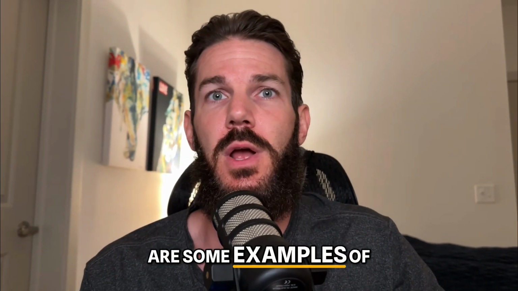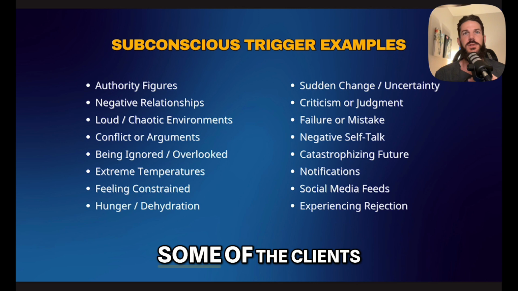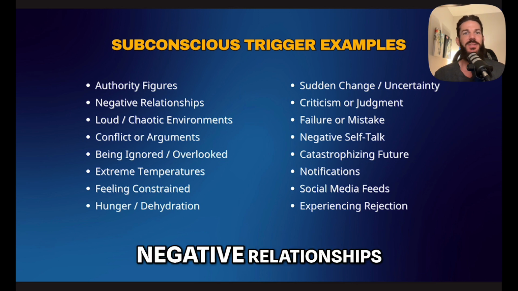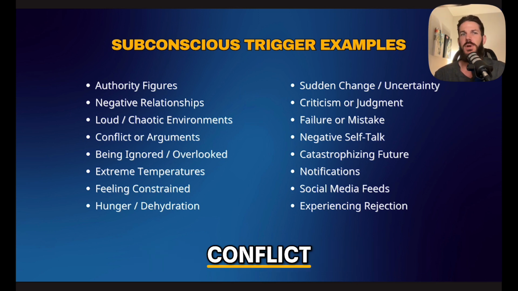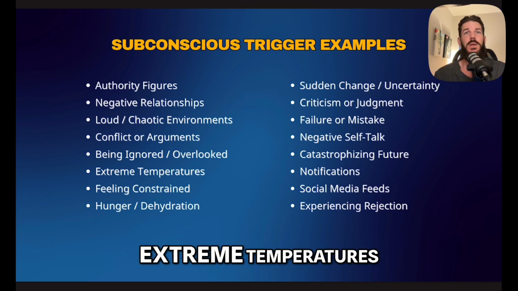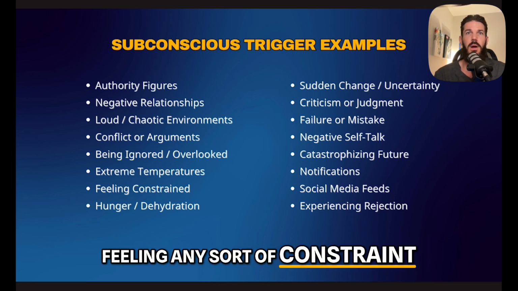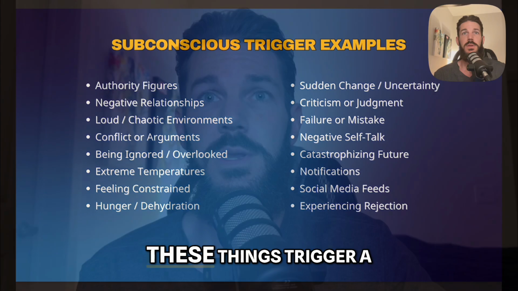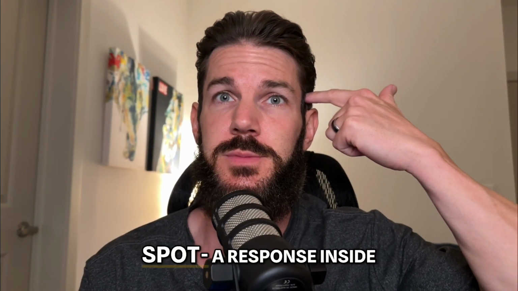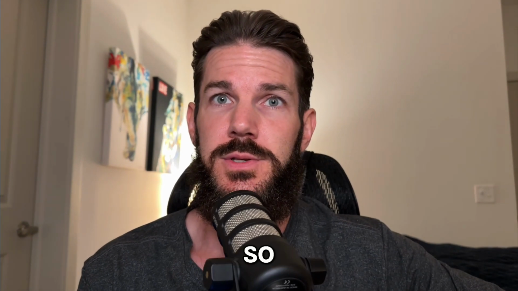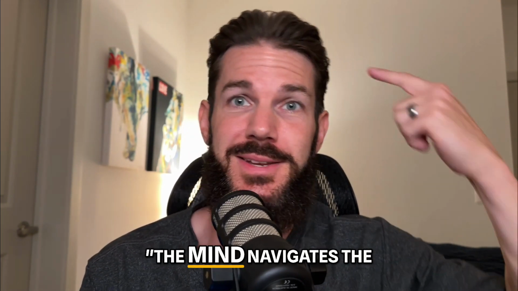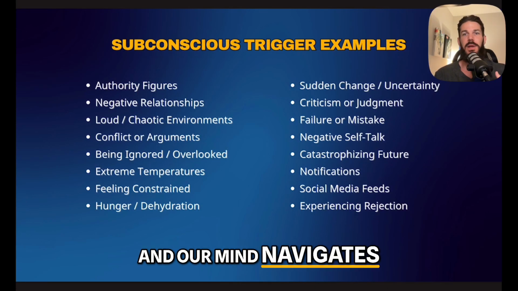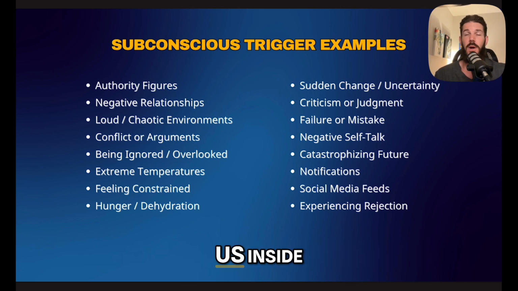So let's talk about what are some examples of a trigger. Just using myself and some of the clients I've worked with, it gives me ideas of some of these triggers that pop up. Authority figures, if you're someone who doesn't like to take orders, negative relationships, it could be loud, chaotic environments, conflict, arguments, being ignored or overlooked could be one of them. Extreme temperatures, feeling any sort of constraint, hunger, dehydration, all these things can actually trigger a response in your psychology, right? So these things trigger a response in your psychology, which then elicits a response inside of your physiology. So my friend Tony DeLauer always says this, the mind navigates the body, and that's exactly what happens here. We have a trigger that goes off in our head and our mind navigates the body and ends up creating some sort of destructive experience for us inside.